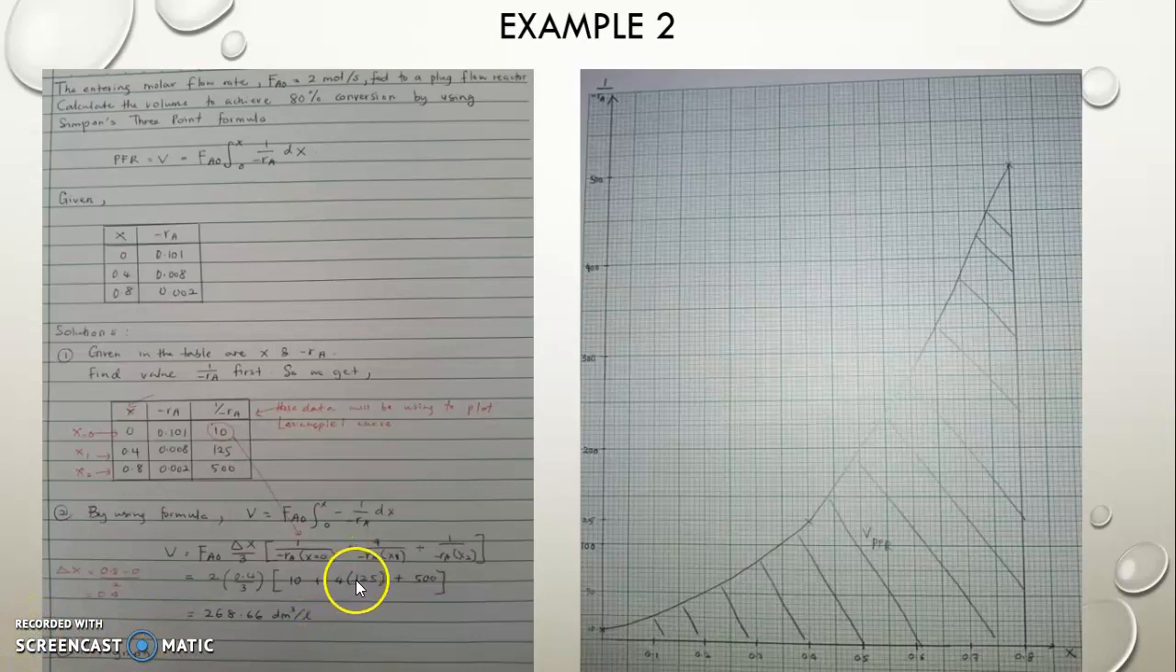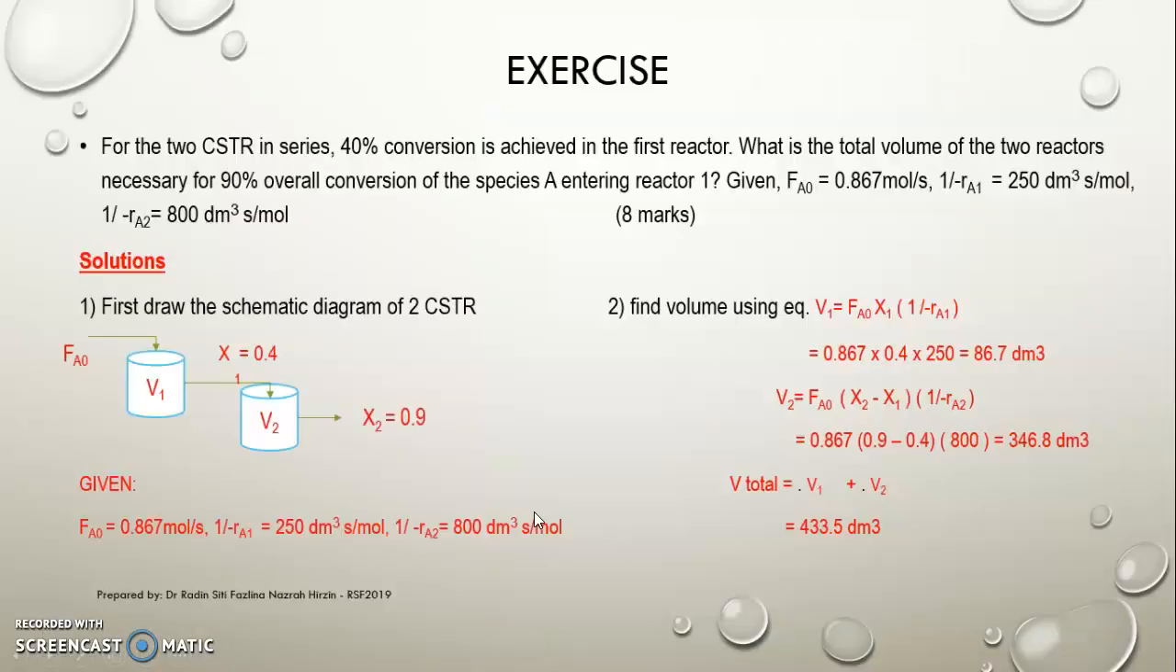Plus 4 times 1 to 5. Okay, plus 500. Okay, you got 268.66. Okay, senang je untuk PFR. Kita tengok nota sebelum ni.